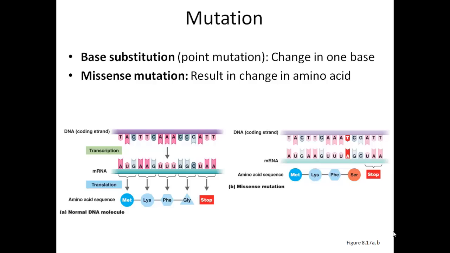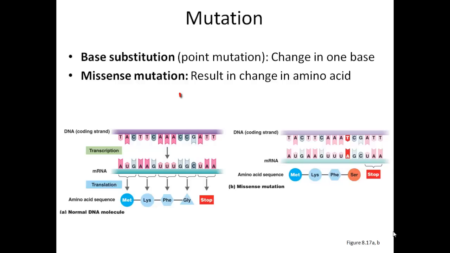The simplest mutation is a change in a single base pair within a DNA sequence. This is known as a base substitution or point mutation. Because of the degeneracy of the genetic code, meaning more than one codon encodes the same amino acid, point mutations are often neutral and do not change the amino acid sequence of the final protein product. If a point mutation results in a change in the amino acid sequence, it is called a missense mutation.